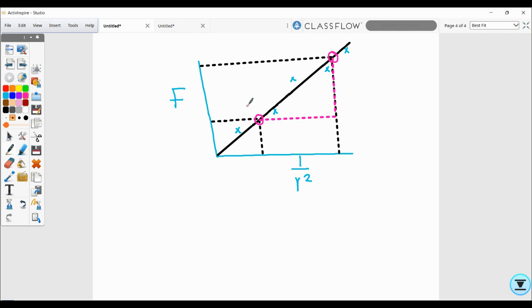Then you label it. This is going to be x1, x2, and this is going to be y1, y2. If you've done that, there's no doubt. You make it easy for me to give you the marks, and I want to do that.